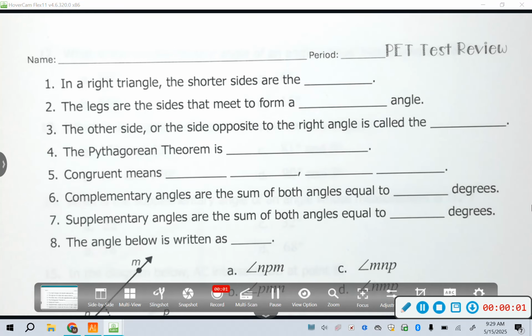Okay, PET test tomorrow. Just so y'all know, PET stands for post EOC topics. That's all that means. Okay, so knowing that, we're going to get started.